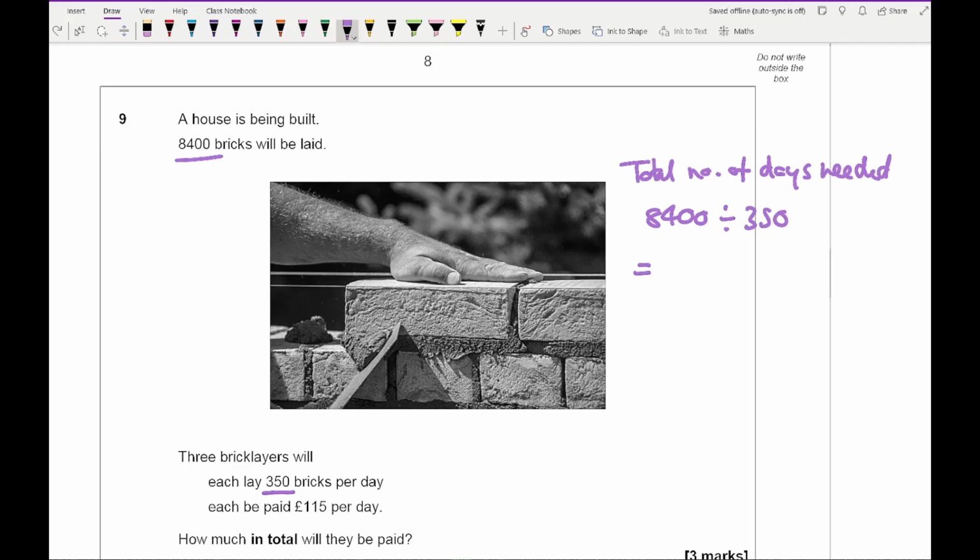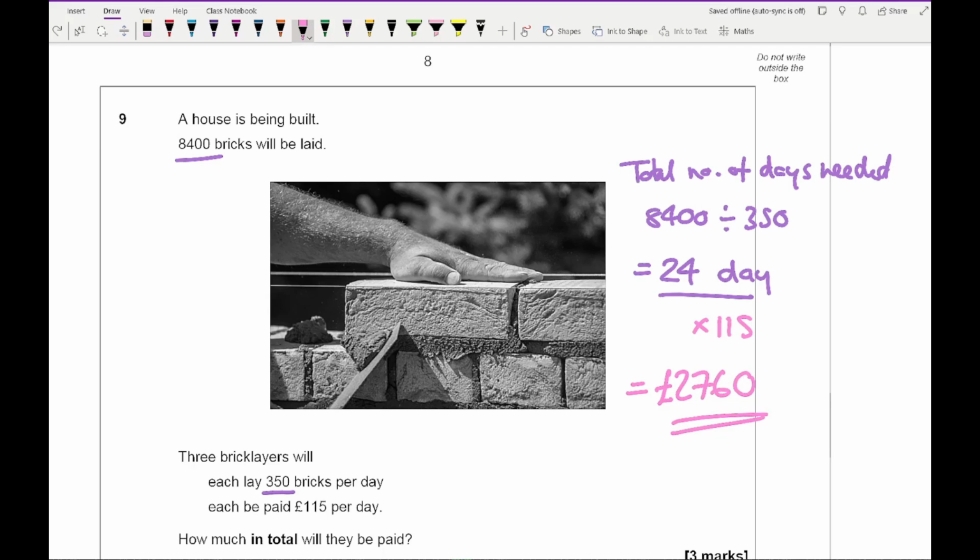Now if I type that into my calculator, that basically means that it's a 24-day job. So regardless of how many people there are, if one person does it, it's going to take 24. So for this, what we then need to do is multiply that by 115, which gives me an answer of 2,760. Now again, I don't need to worry about how many bricklayers there are. It says that there are 3. Again, it doesn't really make a difference because it'll still get the same answer.